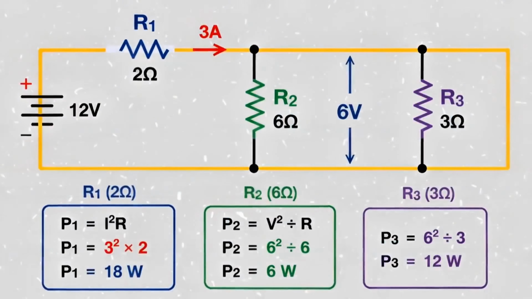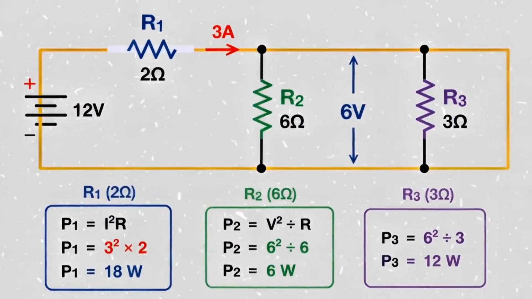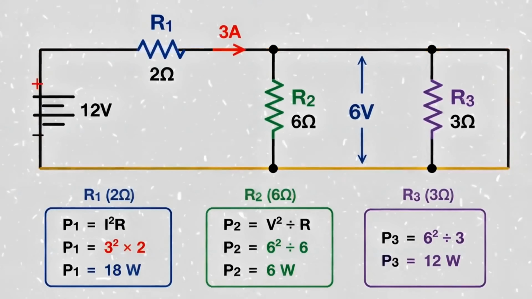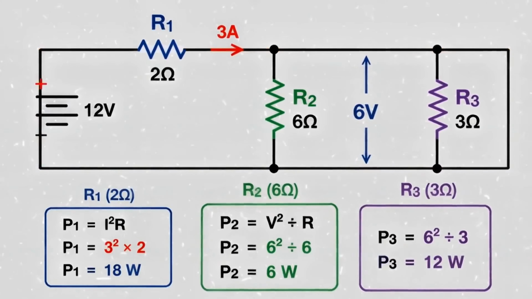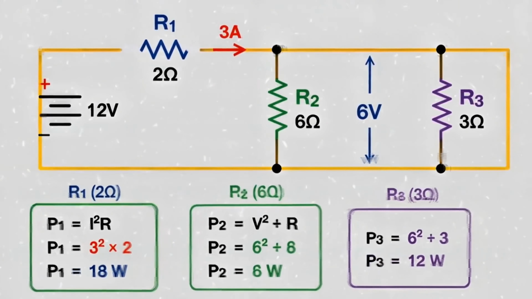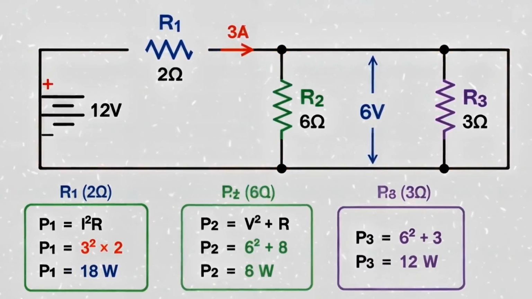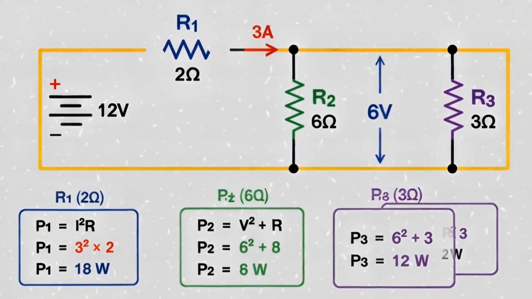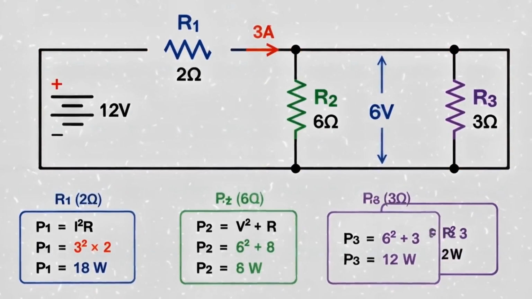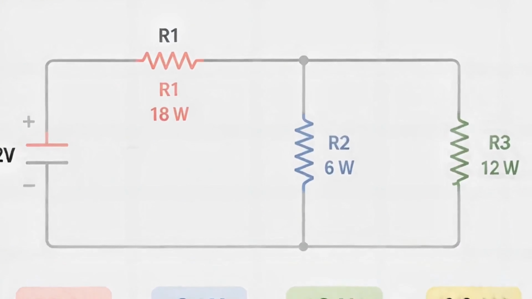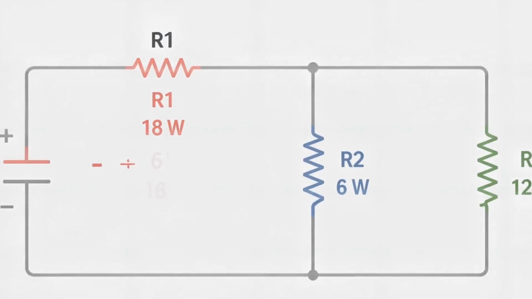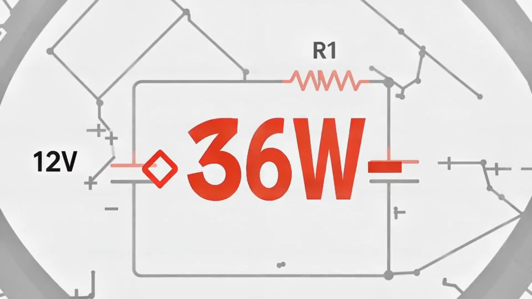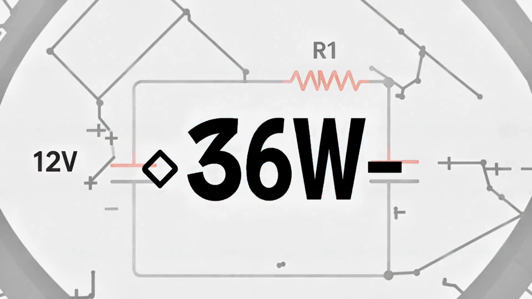We can verify this by calculating the power used by each resistor. For R1, P1 equals I squared R. P1 equals 3 squared times 2. P1 equals 18 watts. For R2, P2 equals V squared divided by R. P2 equals 6 squared divided by 6. P2 equals 6 watts. For R3, P3 equals 6 squared divided by 3. P3 equals 12 watts. Now add them together. 18 watts plus 6 watts plus 12 watts equals 36 watts. The resistor powers equal the power supplied by the battery, confirming that every calculation is consistent.